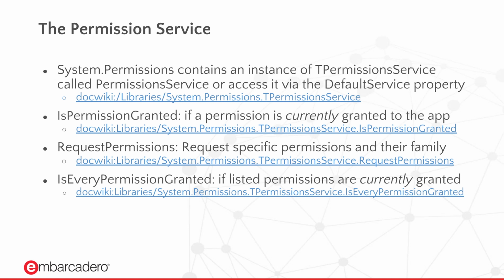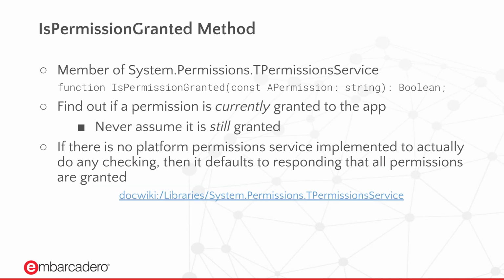So let's take a look at some of the library for the permissions service that you're going to take advantage of. This is all in the System.Permissions unit or namespace. Is permission granted? You're going to pass in the name of a permission, and it's going to tell you yes or no if the permission is granted. Again, you don't want to assume it's still granted. This tells you if it's currently granted.